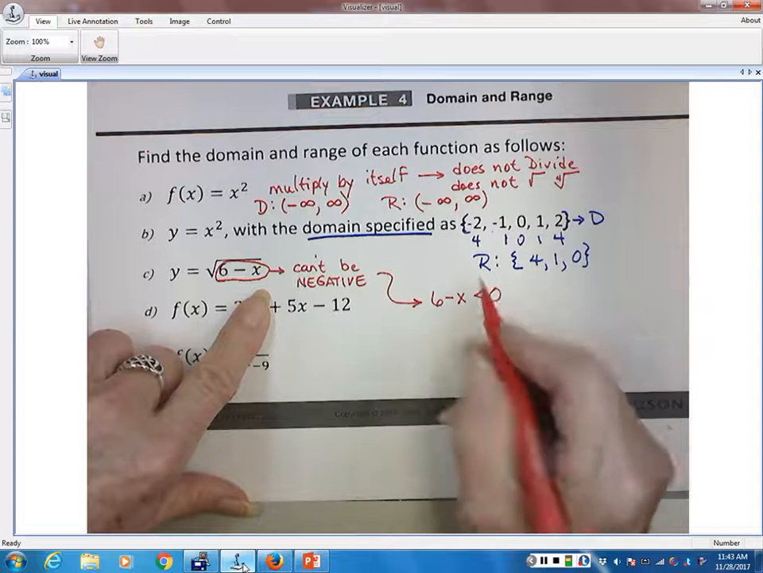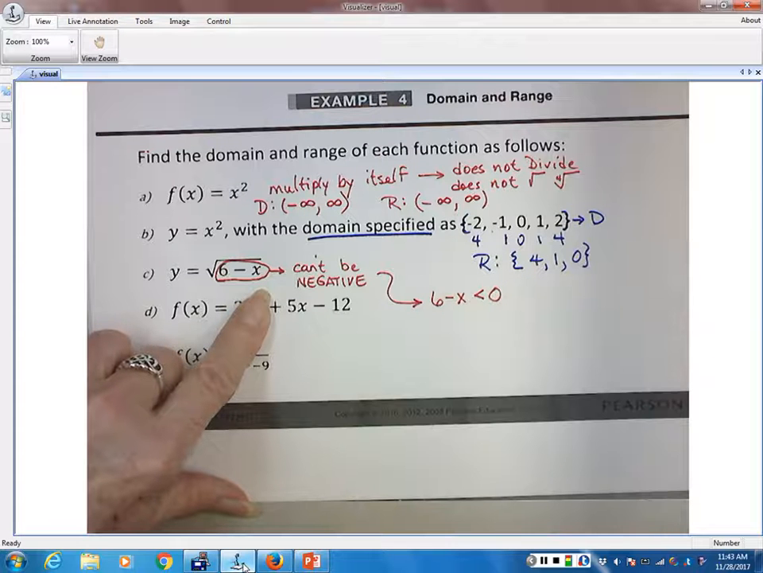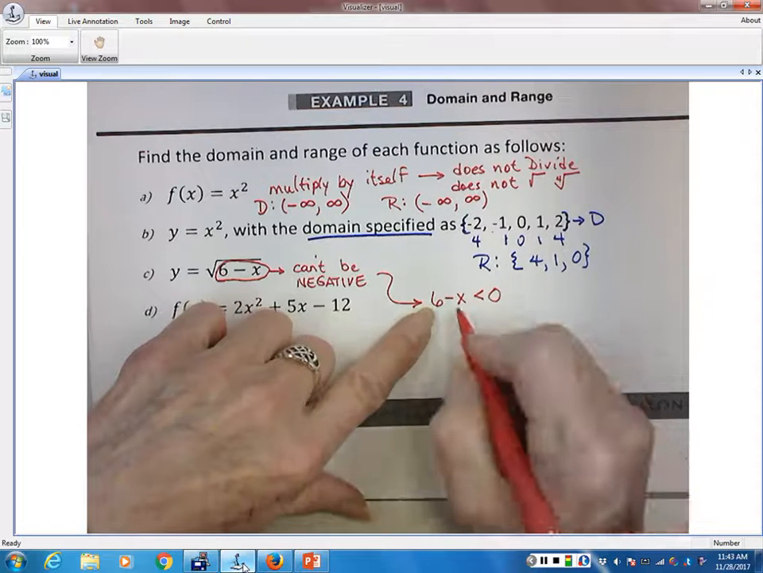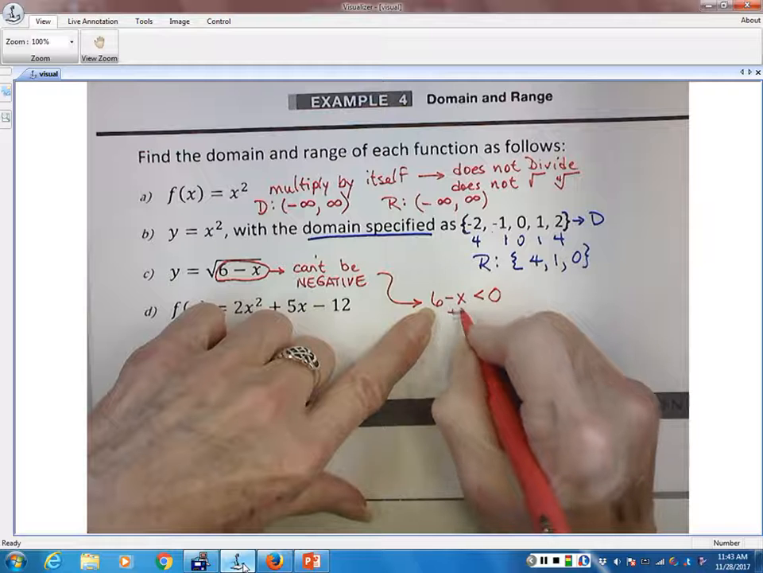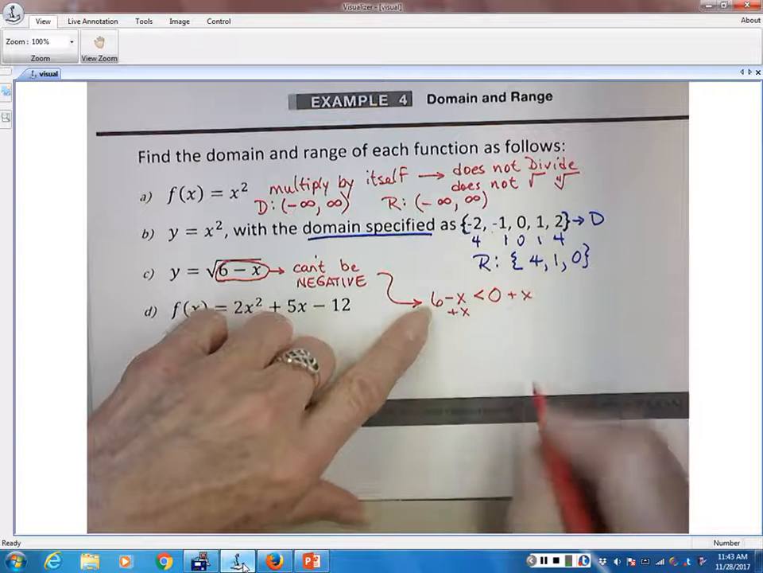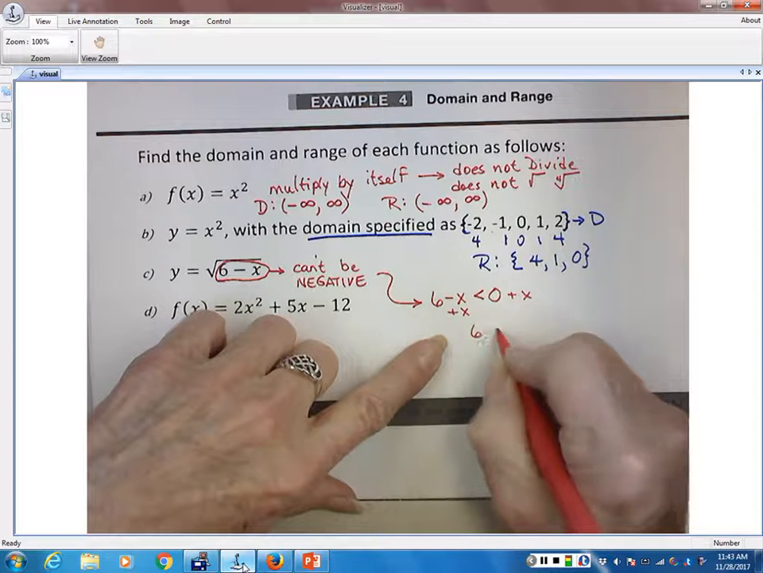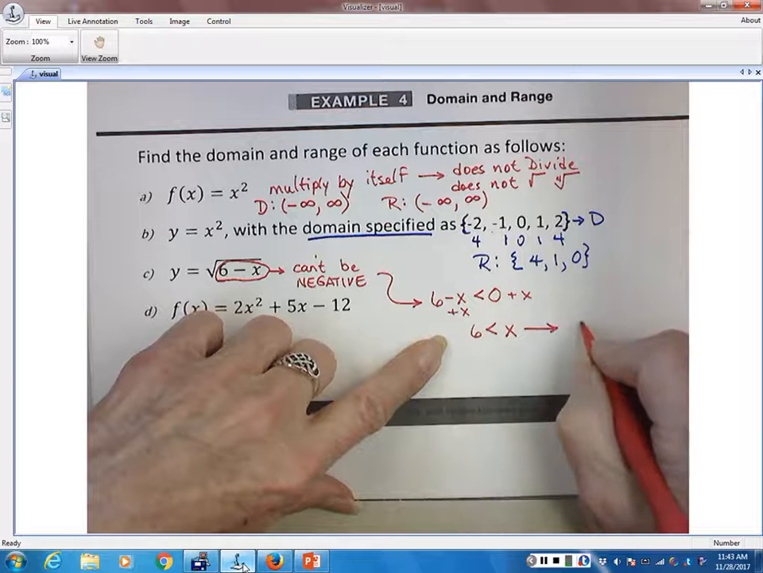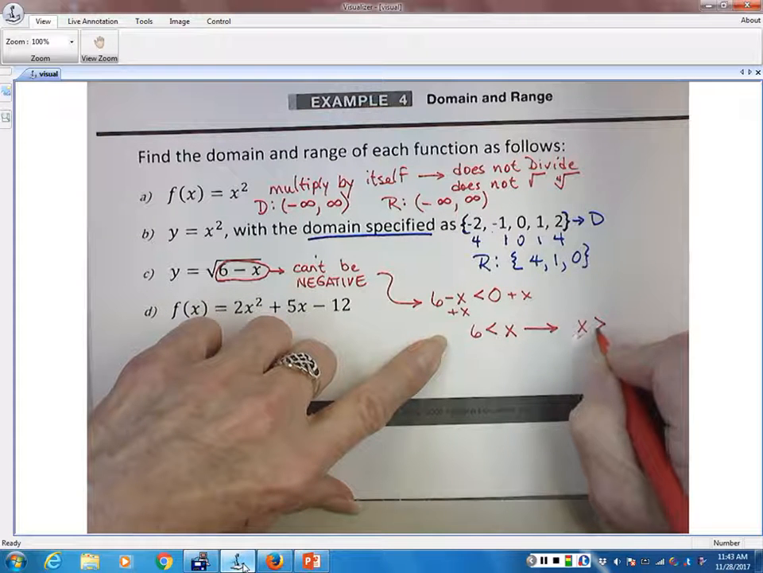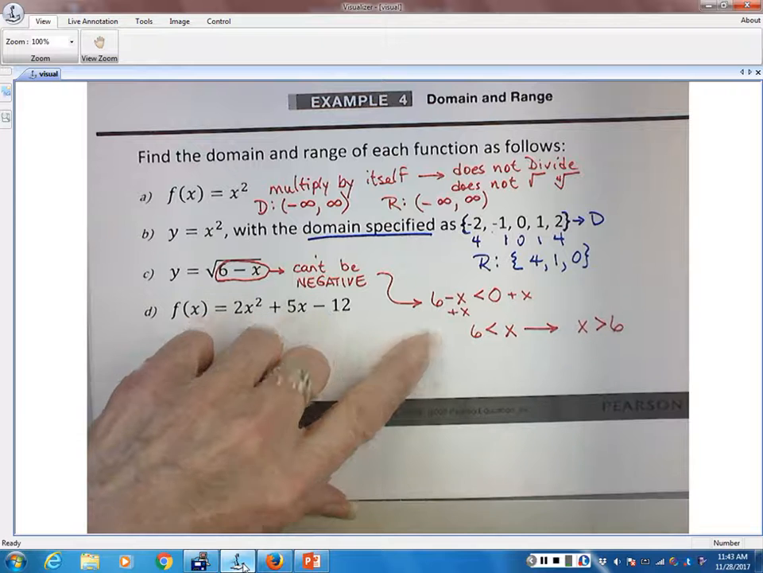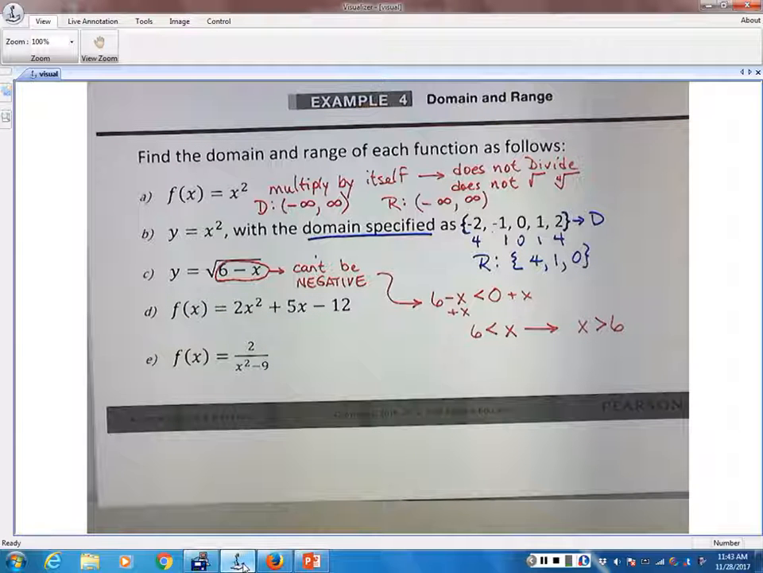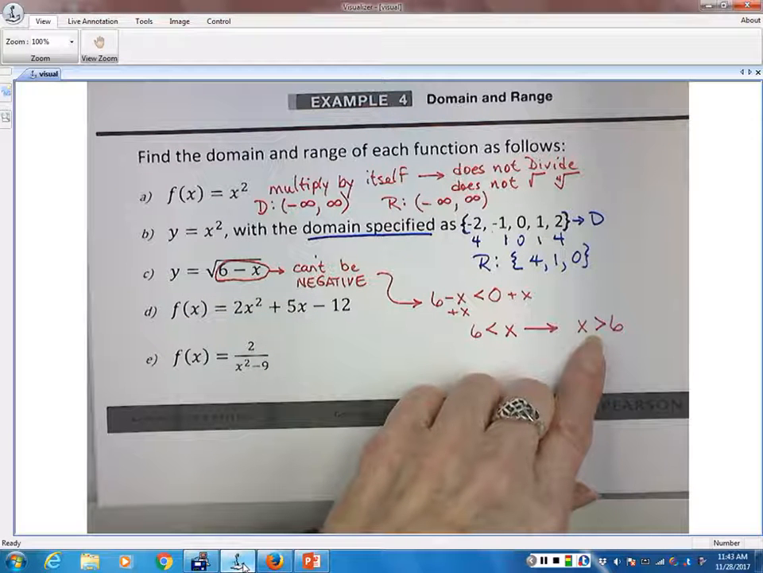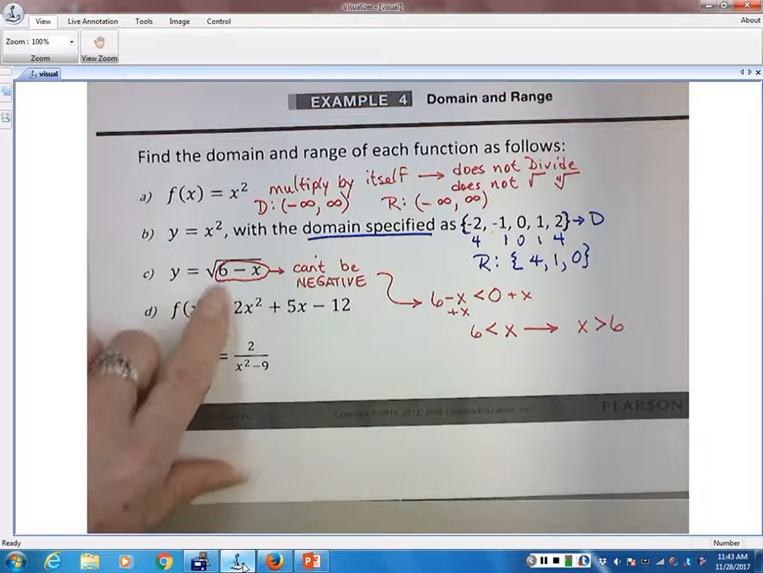This basically, if you're less than 0, that means it's negative. And if I solve this equation by adding x to both sides, I come out with 6 is less than x, which is the same as saying x is greater than 6. So any number greater than 6 will make this have negative numbers.